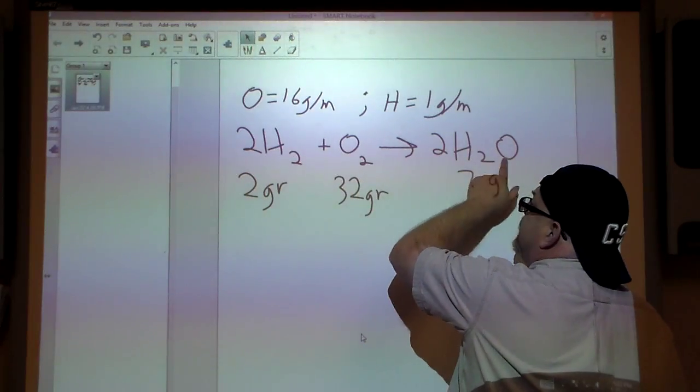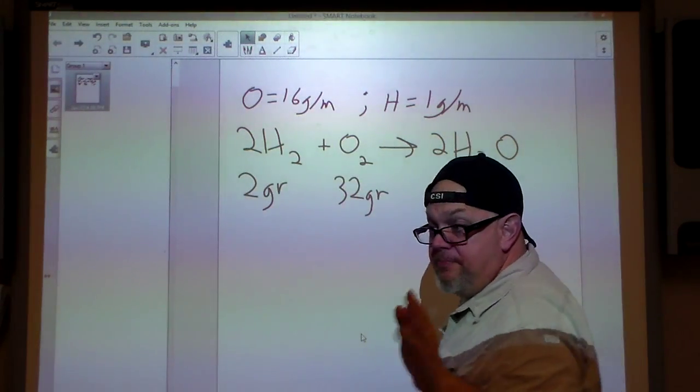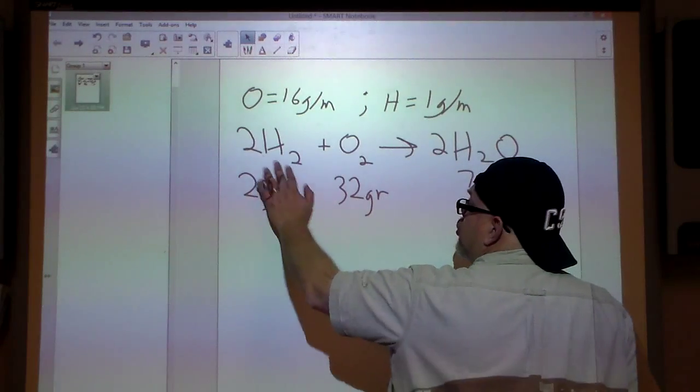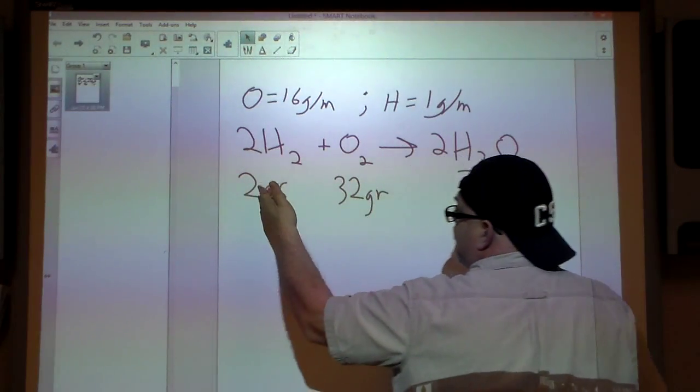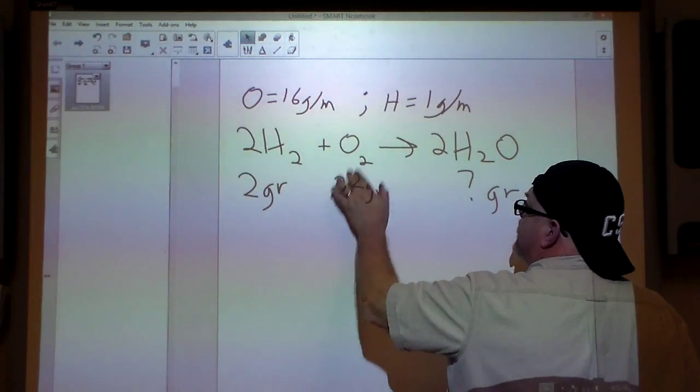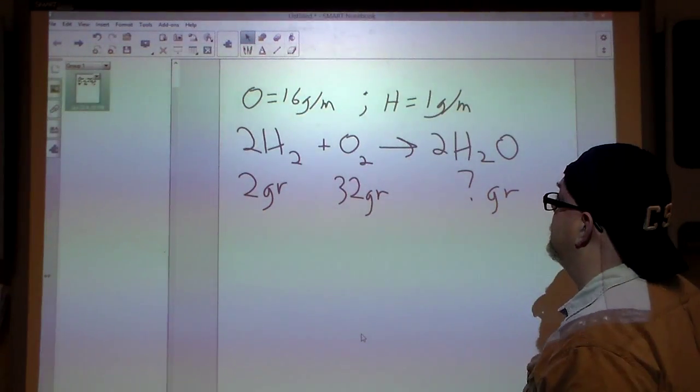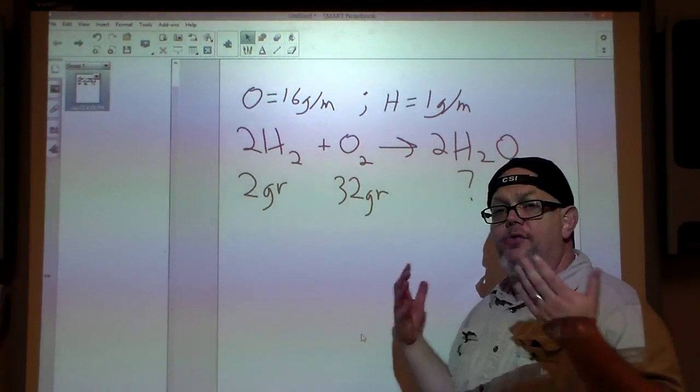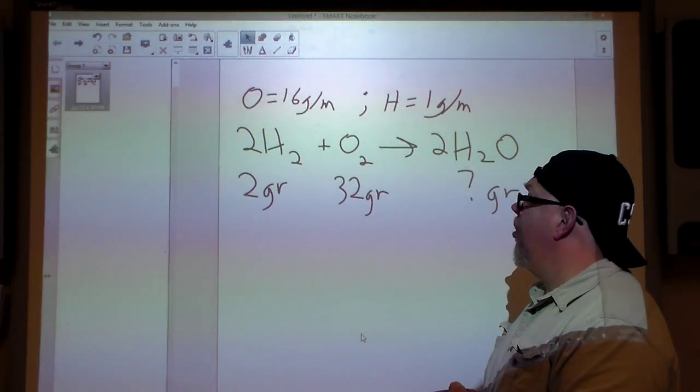2H2 plus O2 gets us 2H2O. That's our basic balanced equation. We have 2 grams of H2 gas, hydrogen gas, and 32 grams of O2 gas, oxygen gas. And we're trying to find out how many grams of water we're going to make in the process.